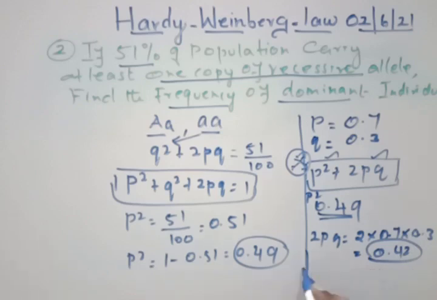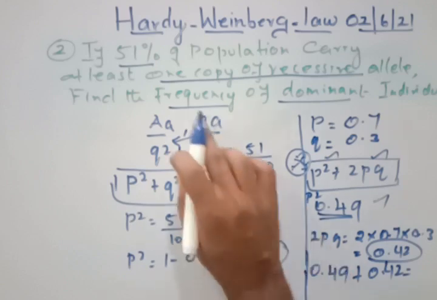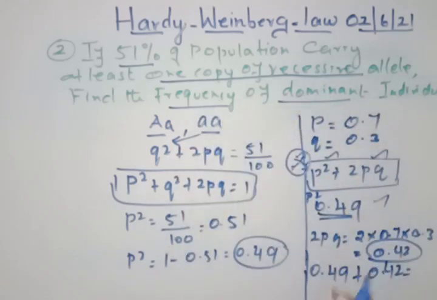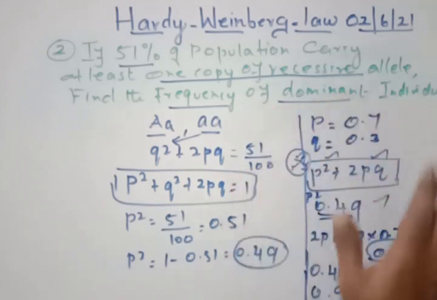Okay. So now the frequency of the total dominant is 0.49 plus 0.42. So the overall frequency of the dominant allele is 0.91. So it is around 91%. So in this population, 91% of people are dominant individuals.